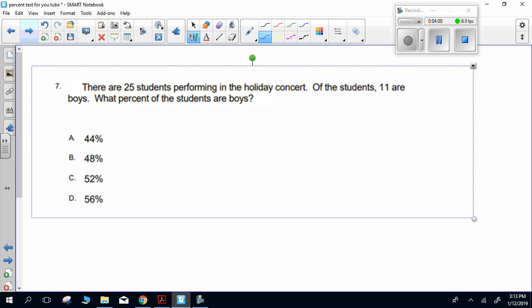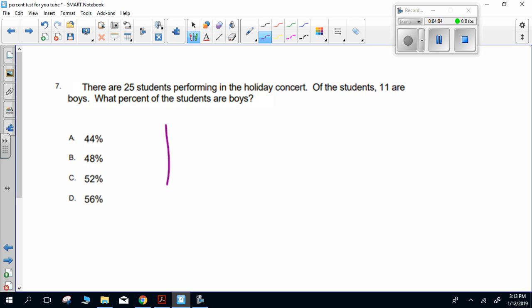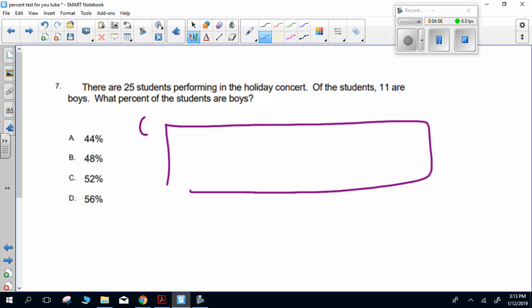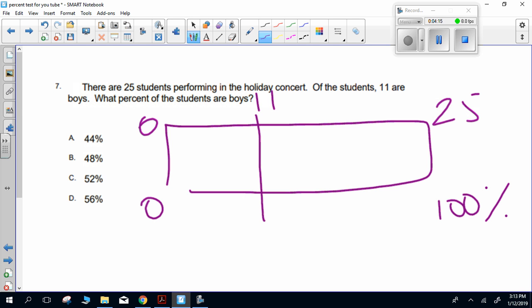There were 25 kids in the holiday concert. Of the students, 11 were boys. What percent were boys? So once again, a percent box, 0, 0, 100. And 25 is my total. I want to go to 11 here. I don't want to go to 11 down here because we're looking for the percents. We're looking for what percent this is going to be.